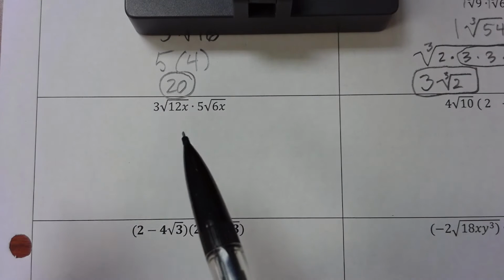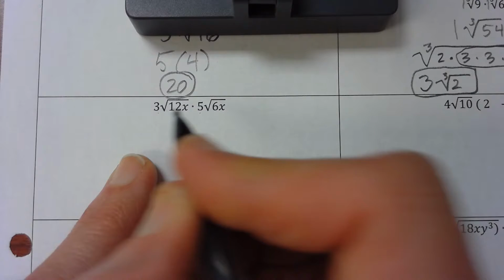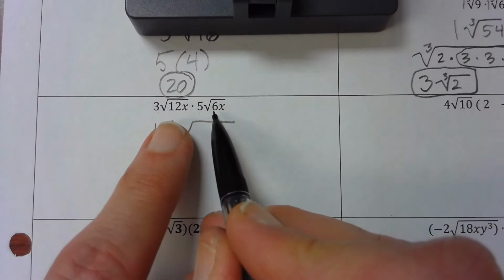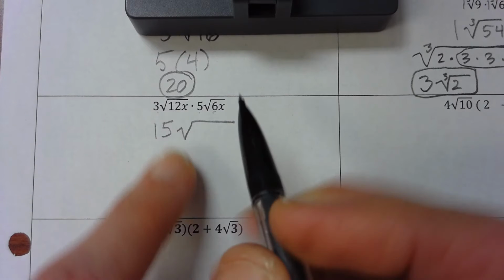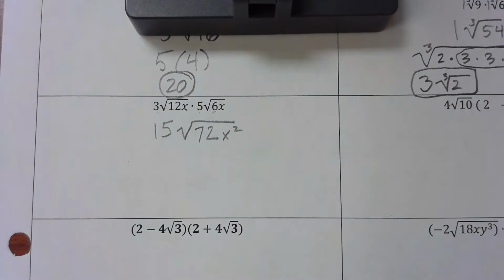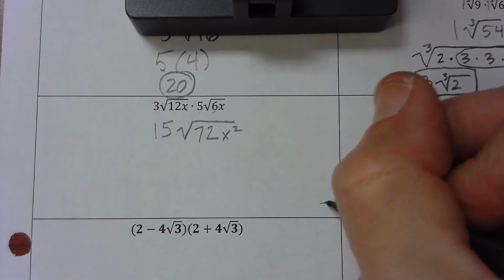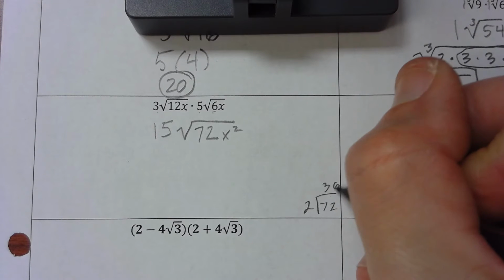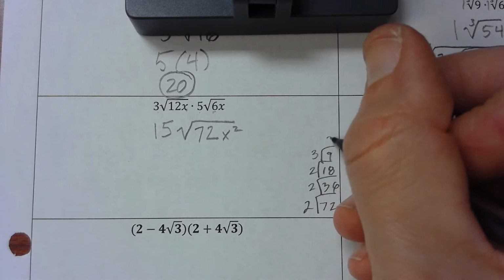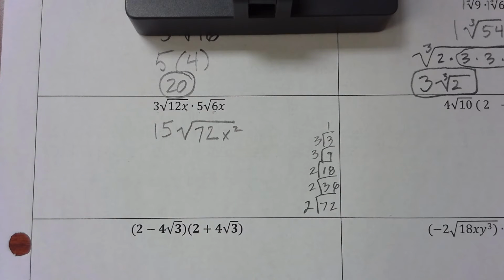This one has both coefficients and radicands, so I'll do coefficient times coefficient. I'll get a 15. Radicand times radicand. Now within the radicand, I've got numbers. I've got 12 times 6, that's 72. X times x is x squared. Here's one of my problems like we did last time, right? I want to simplify that, so I'm going to make a birthday cake for 72. 18. That's called my prime factorization of 72.